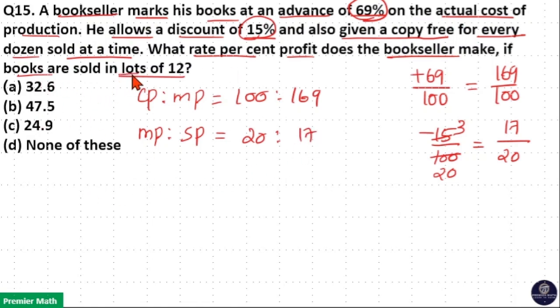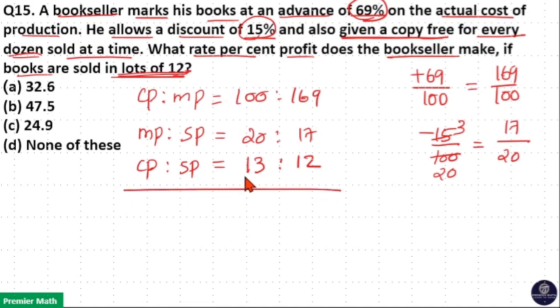Now books are sold in lots of 12, means he sold 12 books at a time, that is a dozen at a time. But when he sold 12 books, he also gave a copy free for every dozen sold at a time. He gives 1 book extra. He only gets price for 12 books. But he gives 13 books, that is, take the ratio of cost price and selling price. When he gives 13 books, he only gets price of 12 books. That is the meaning of he is giving 1 book extra free for every dozen sold at a time. Now cancel the ratio here.